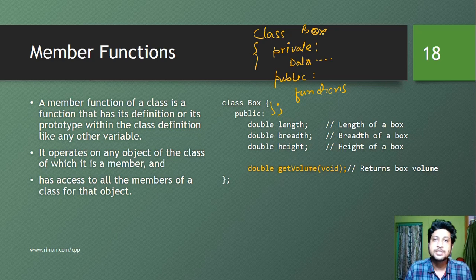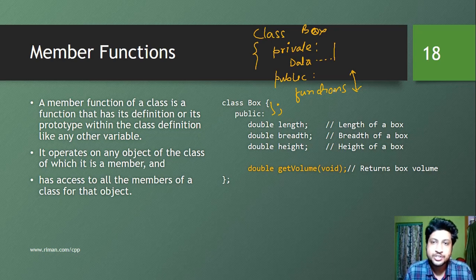So class Box can have some private data, or any class can have some private data and some public functions. Some functions can be private as well. Generally, this is the general formation of any class, where the data are hidden from the outside world, and the functions that can operate on this data are visible to the outside world, and the functions can only be accessed using the object.